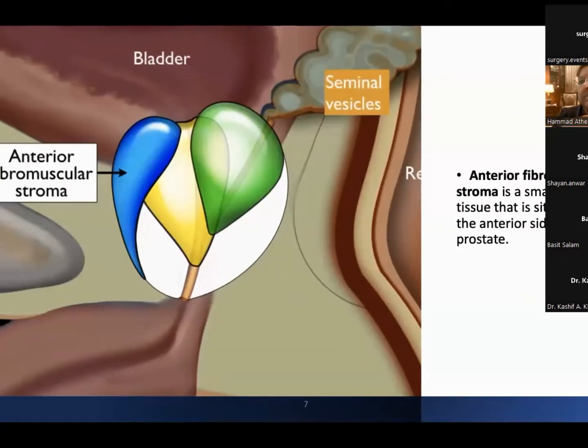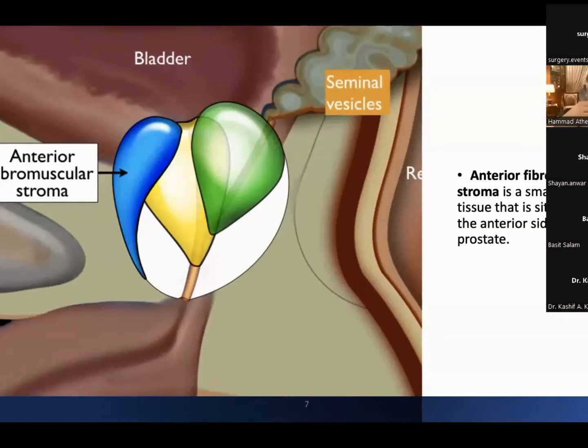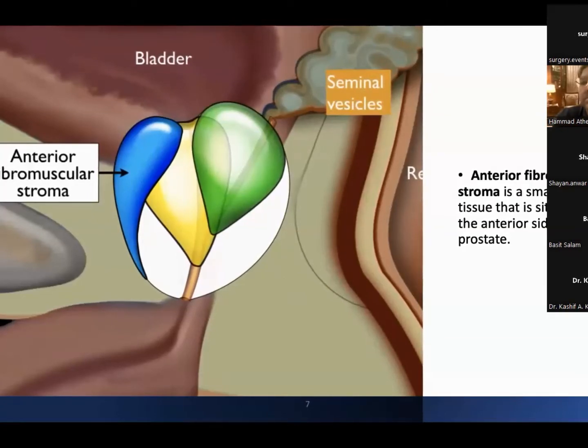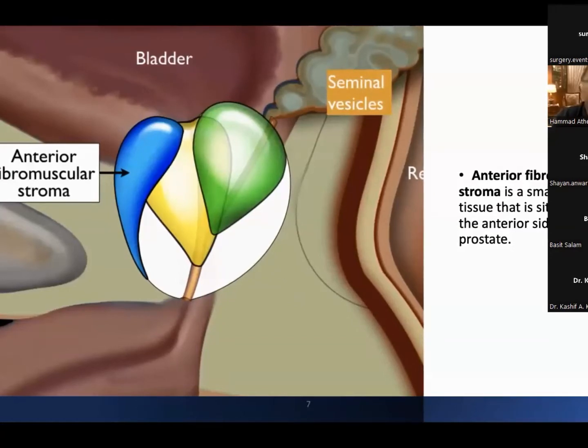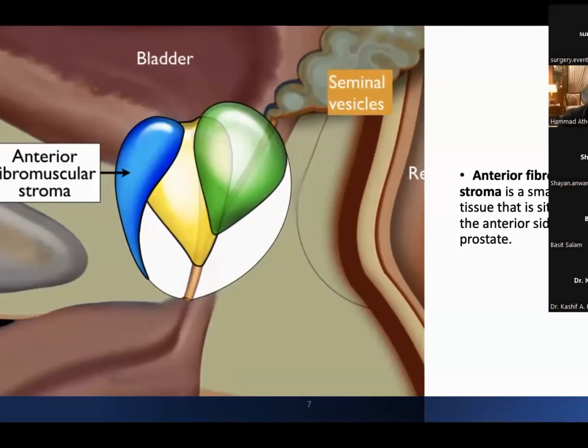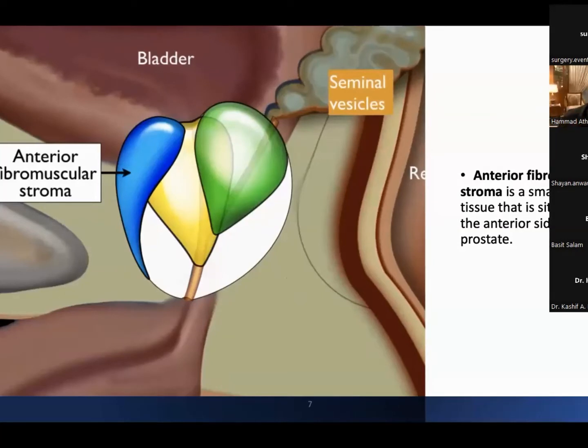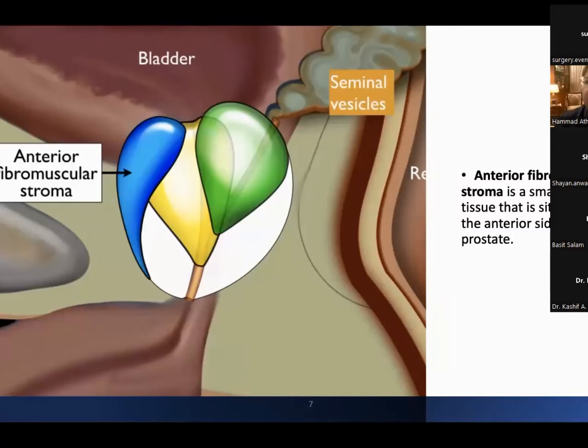The third anatomical entity is not a zone, but it's a small anterior fibromuscular stroma, a small area of tissue that is situated on the anterior side of the prostate. As its name suggests, it's anterior, fibromuscular stroma. It is hardly ever a site of development of prostate cancer and has very little clinical significance as such.